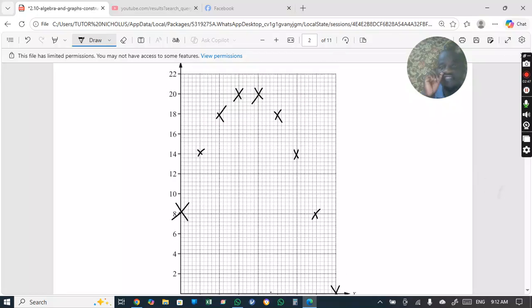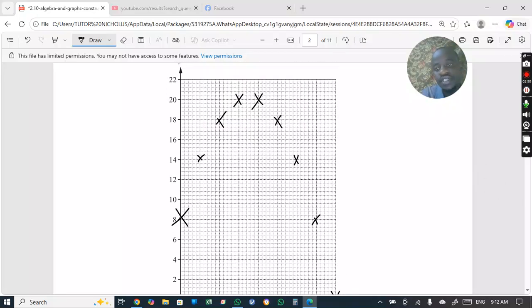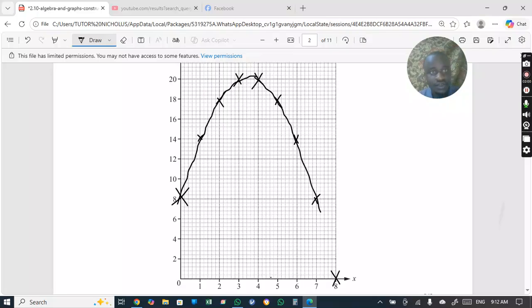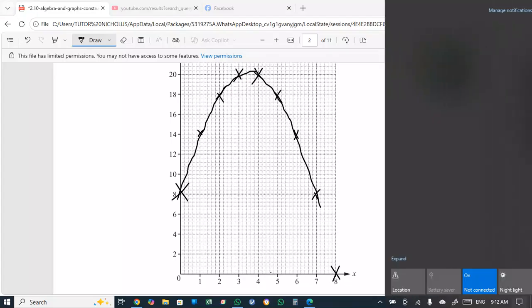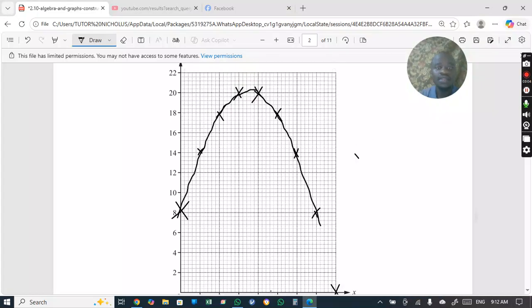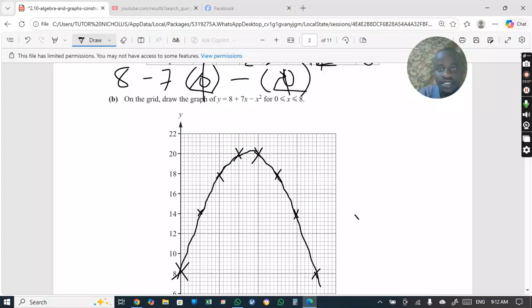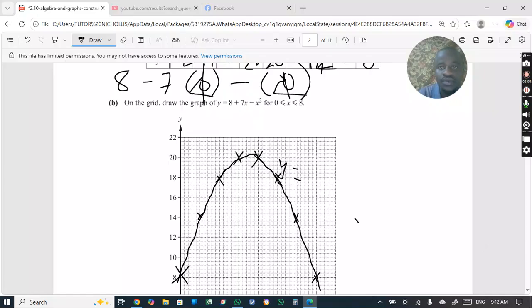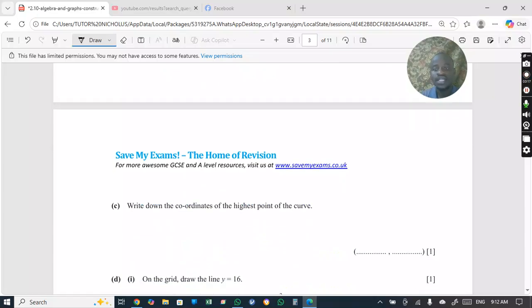After plotting that, you are going to join the points using your free hand. Just join the points that way, and make sure your curve is very smooth, okay? After doing that, you must name that particular curve. Remember, it is y is equal to 8 plus 7x minus x squared. After doing that, you start answering the questions.